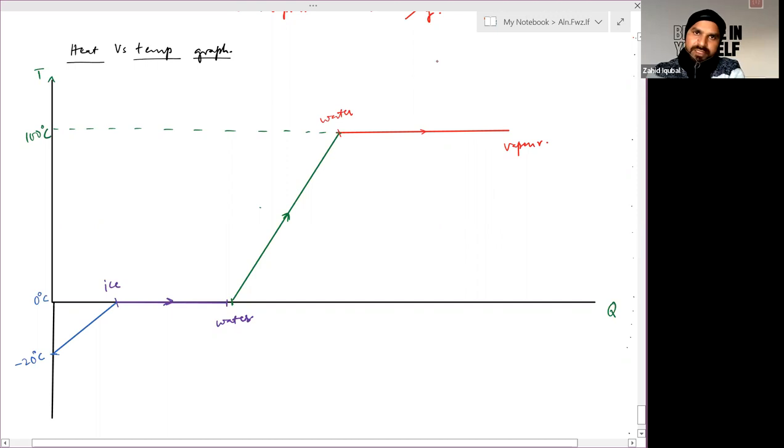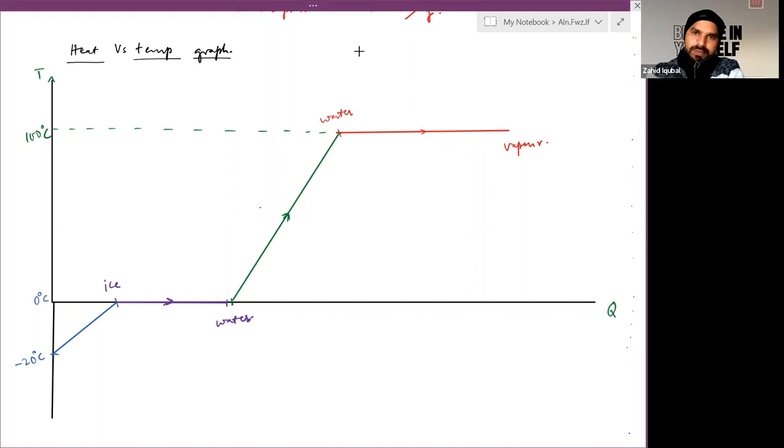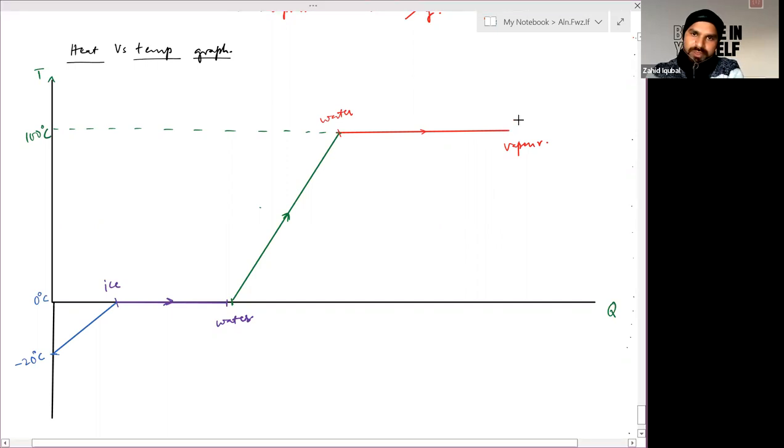And on further giving heat, the temperature of vapor will start changing like this. Ifra, any doubt related to this curve?